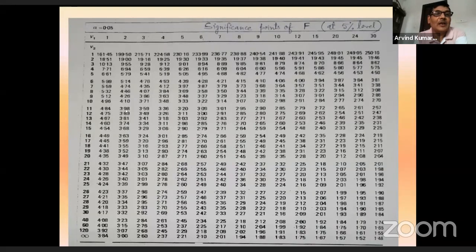See here on the upper side, degrees of freedom are there: 1, 2, 3, 4. These are degrees of freedom of the numerator. And on the left side, if you go vertically, again degrees of freedom values are there. So at 11 and 2, what we find, the value is 3.98. It means 3.98 will be the table value. You have the table value at the 5% level. So with the help of this table, we can see what the table value is at a specific degree of freedom.